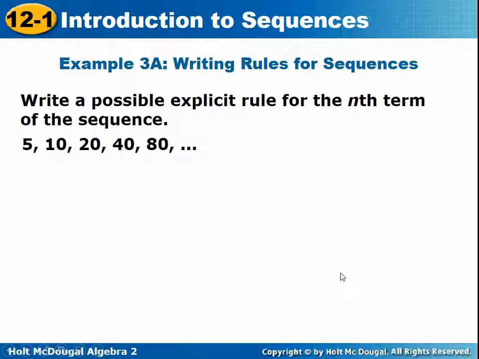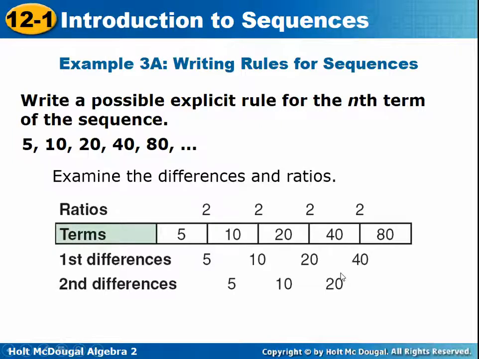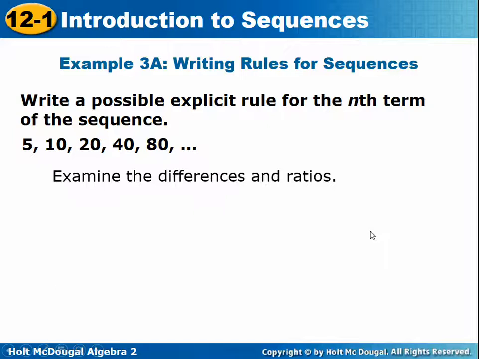All right, let's look at this one. This one is not linear. 5, 10, 20, 40, 80. If we look at our first differences, we would have 10 minus 5 is 5, 20 minus 10 is 10, 40 minus 20 is 20. The first differences are definitely not constant.